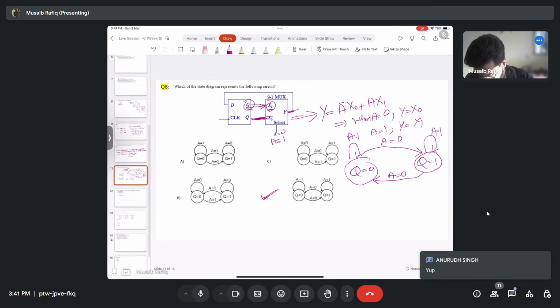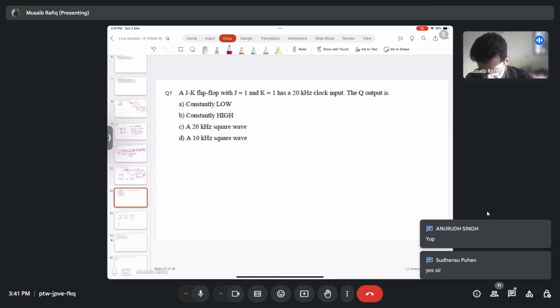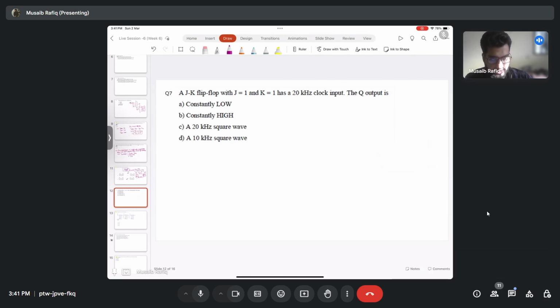There are no doubts. Let's proceed to question number 7. We have a JK flip-flop with J equal to 1, K equal to 1, and a 20 kilohertz clock input, right? The Q output is: A, constantly low; B, constantly high; C, 20 kilohertz square wave; D, 10 kilohertz square wave. So we need to find what will be the output.